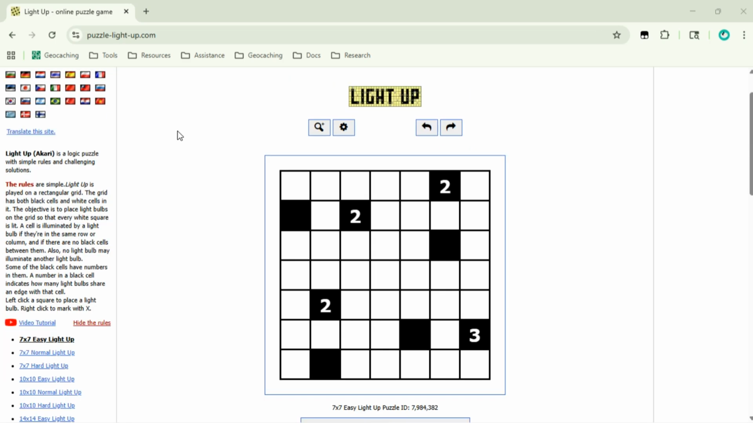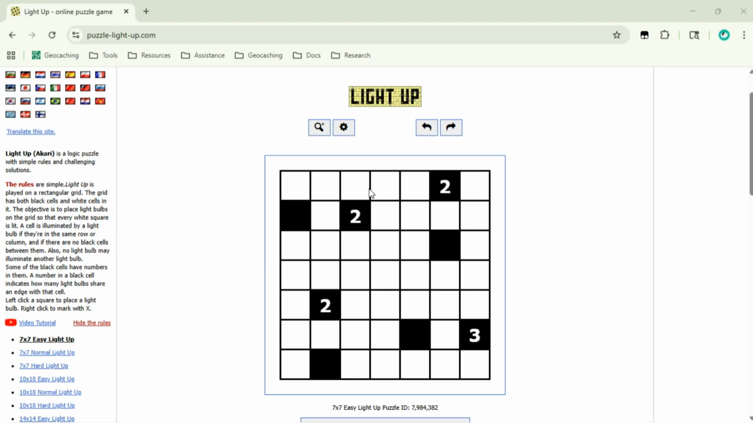So this one is Akari, for light or light up. The rule here is that you have to find where the lights are. So light bulbs can't shine on each other. They only shine in horizontal and vertical directions. And the number indicates how many lights are directly attached to that specific cell. And that can only be horizontal and vertical, so there's a maximum of 4 locations. So a 4 means all 4 locations.